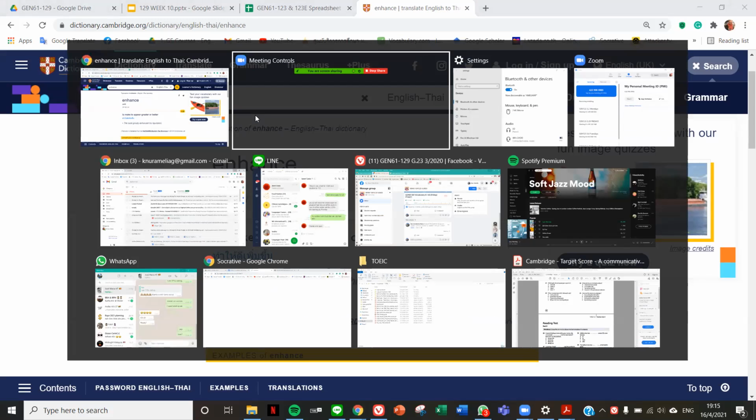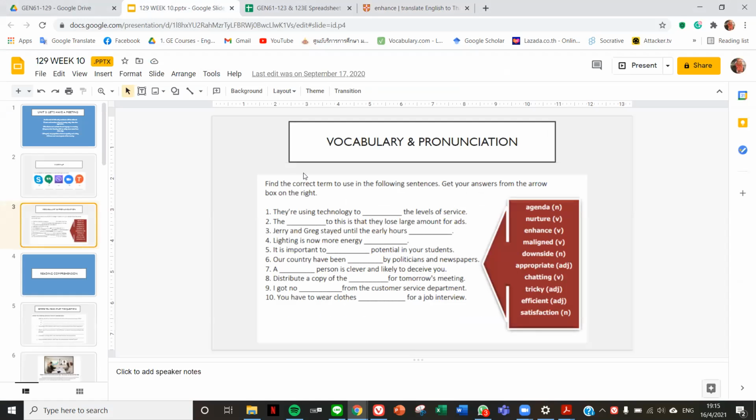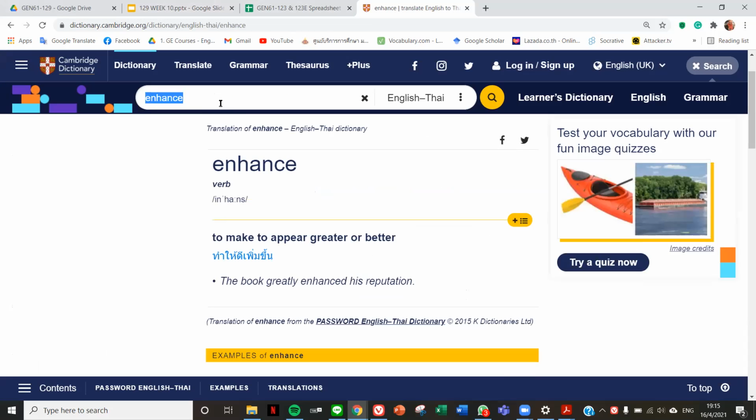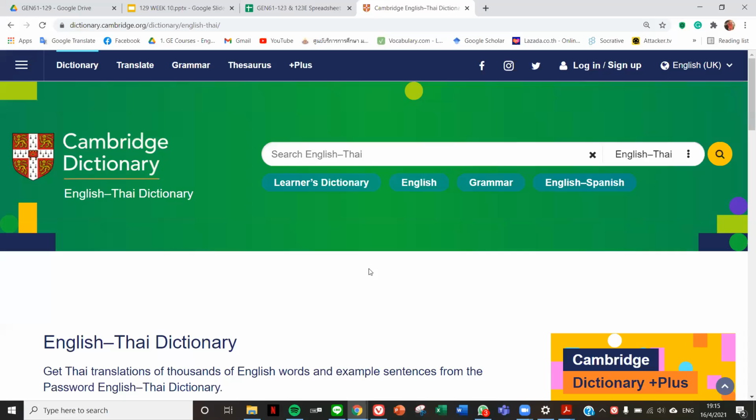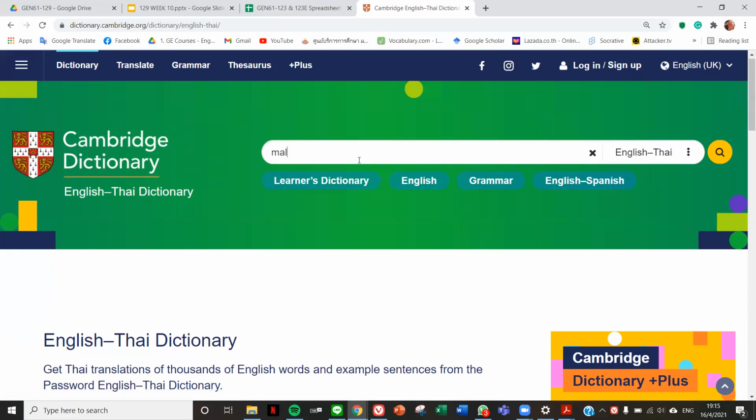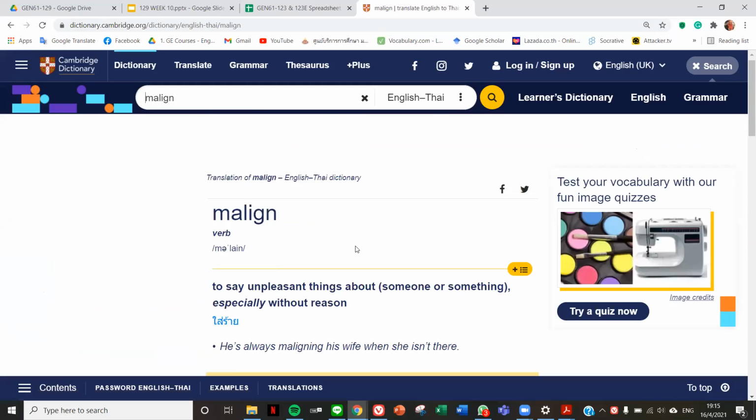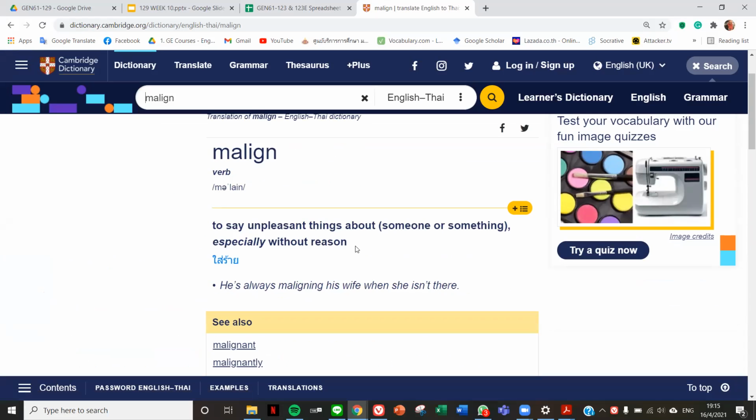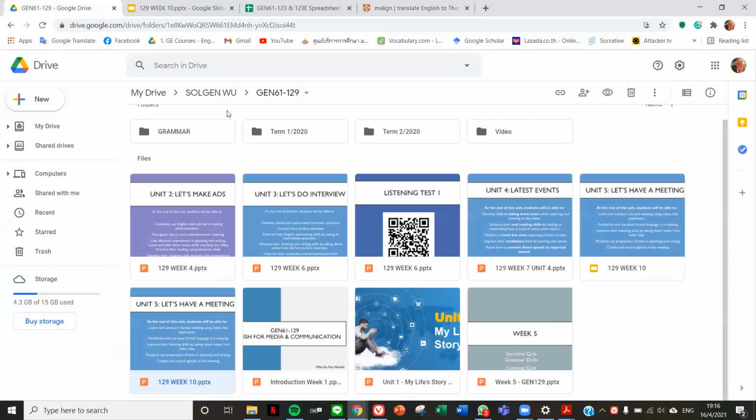Next we have the word malign, sorry. I guess there's no word under that spelling. Okay, malign is to say unpleasant things about someone or something. So, he's always maligning his wife when she isn't there, meaning like backbiting, talking badly about someone or about something.